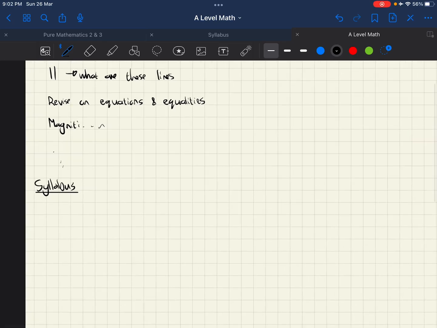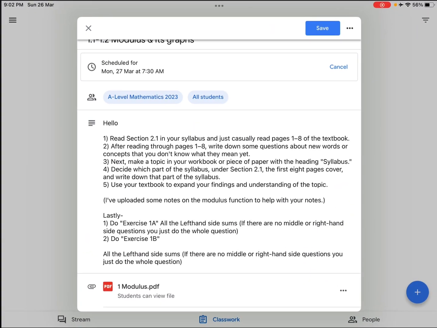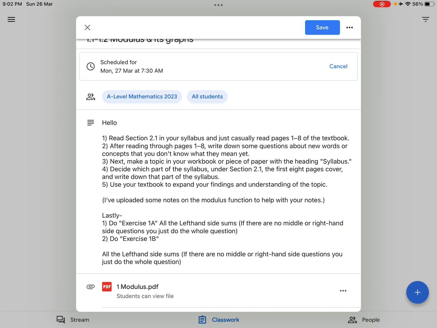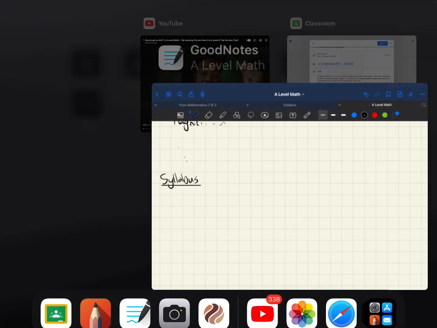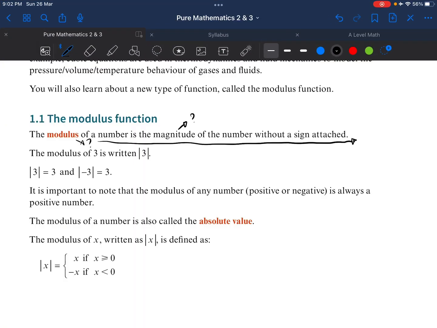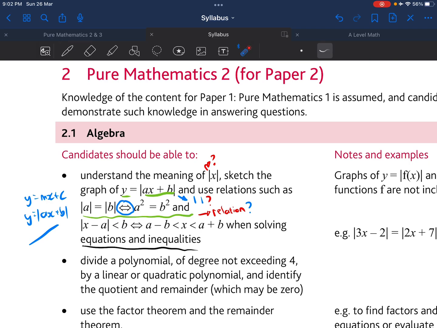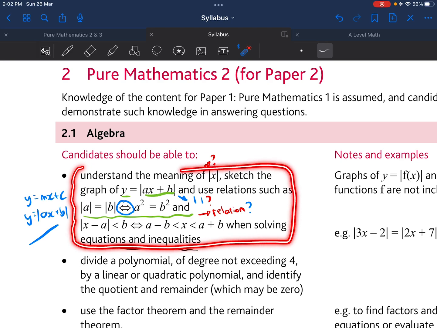Here's the syllabus. Okay, so that was the first part. So I have my syllabus, and point 3 we're done with. And now decide which part of the syllabus under section 2.1 the first 8 pages cover, and write down that part of the syllabus. So let's say I read through the pages and it seems that it's mostly about understand the meaning of the modulus of x, sketch the graph, and use relations such as those. And let's say it's going to be all of that.